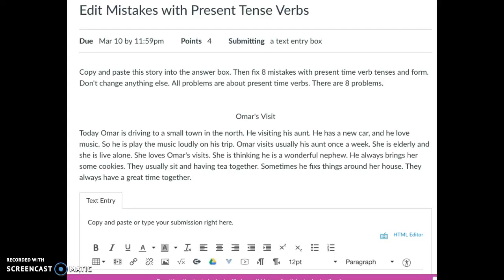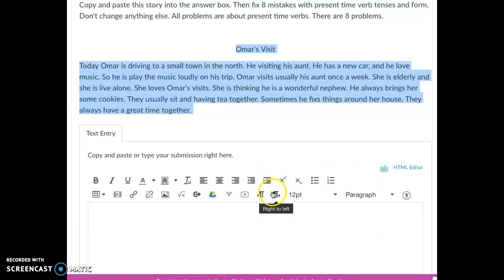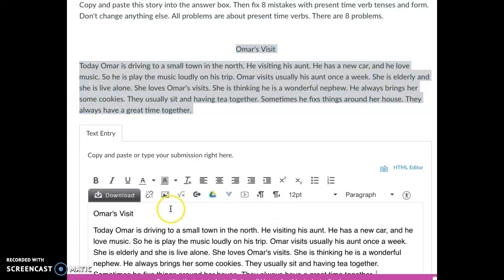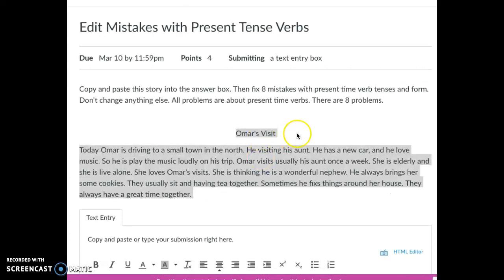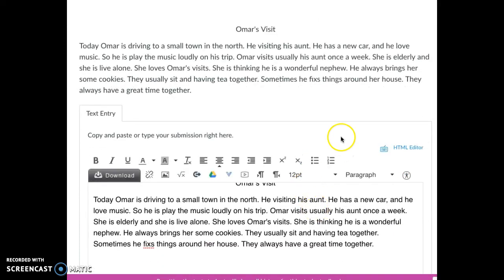The second assignment where I saw really low scores, where students were having a hard time, was this editing mistakes with present tense verbs. You were supposed to take this paragraph and copy it into the text box. In the directions, I said you will fix 8 mistakes with present time, verb tense, and form. I really didn't want you to focus on anything else besides these verbs. So let's take a look. Where are the problems?